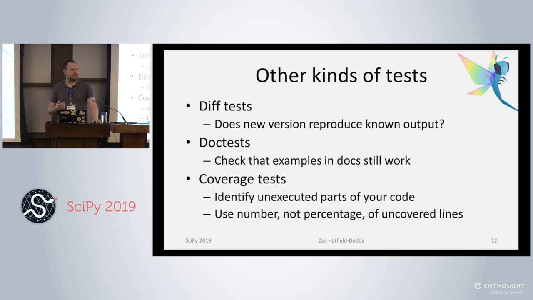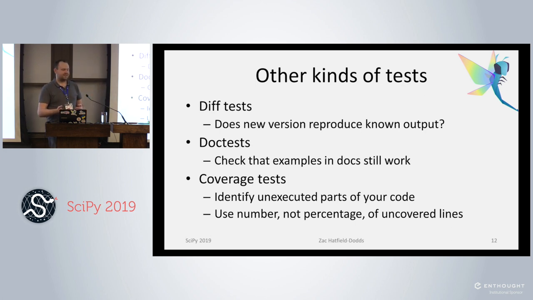There are diff tests, which is where you run the same operation using different software or different versions and check that you get the expected output again. So this is really common with simulations. If you upgrade it, you reproduce the results of the previous run just to check that you haven't broken anything. You have doctests, where you actually embed example code, input and output sessions, in your documentation or your docstrings and can then execute it to demonstrate that the function does what you think it should do.